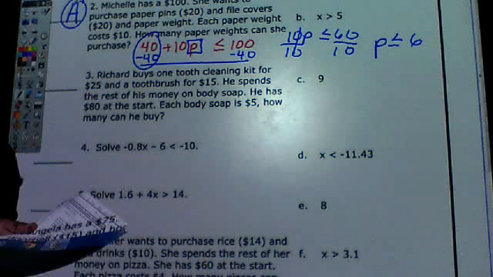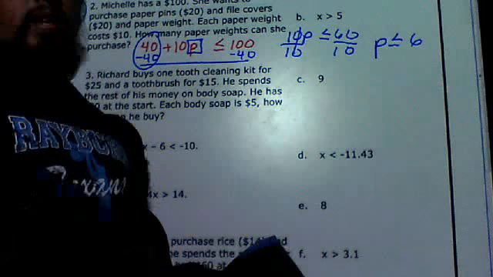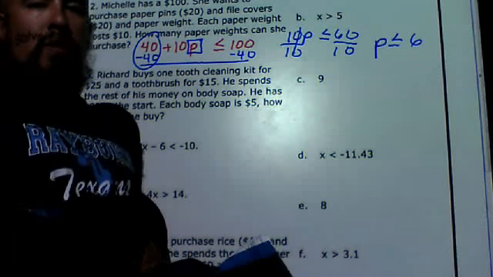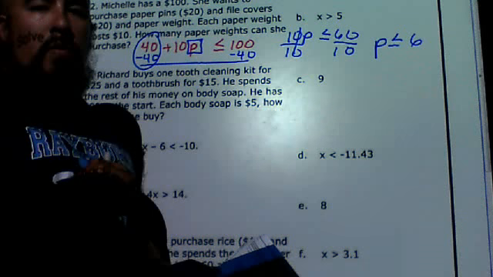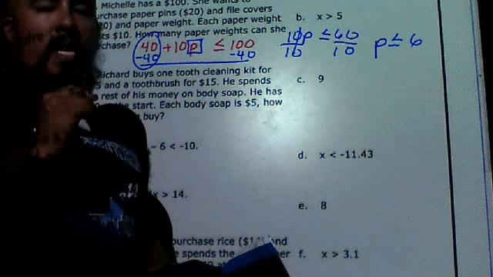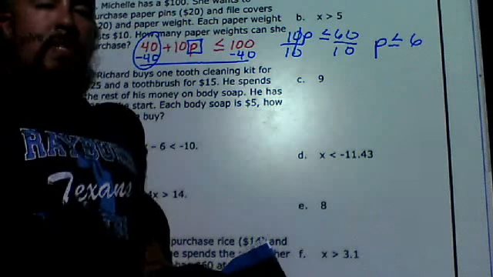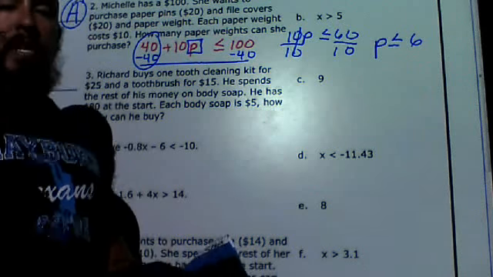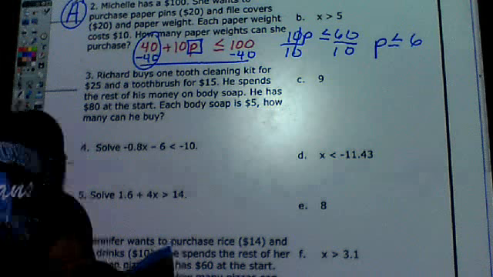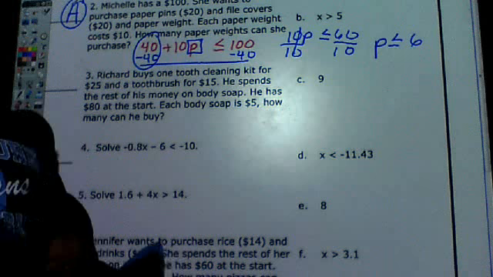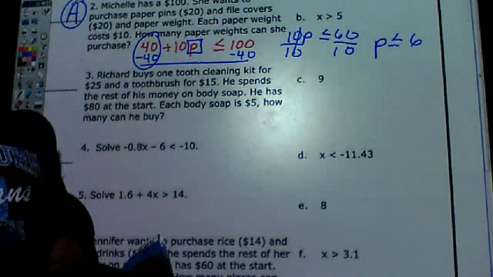So on the word problems, create your inequality and then solve it just like you would a two-step equation. And on the ones that just give you the equation, again, solve it just like a two-step equation. Remember, on inequalities, if you divide or multiply by a negative, you have to flip your inequality sign.